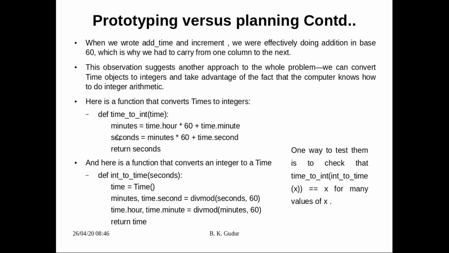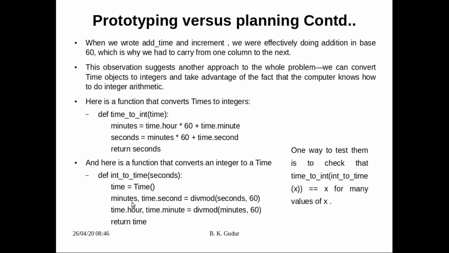This seconds will be the equivalent of the time object totally in terms of seconds. Return this seconds. This function converts a time to a number of seconds, and here is a function that converts an integer to a time. What it does is take seconds and convert that to a time object. Here we are going to create a new object.